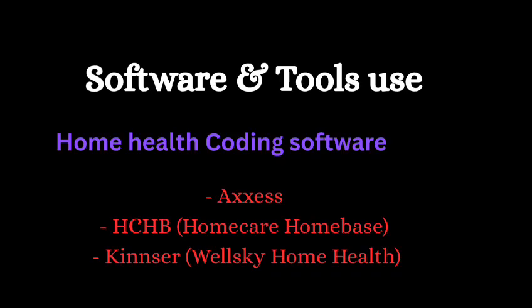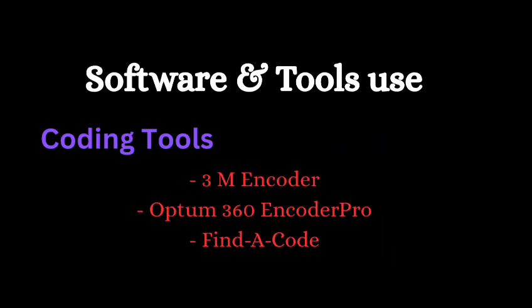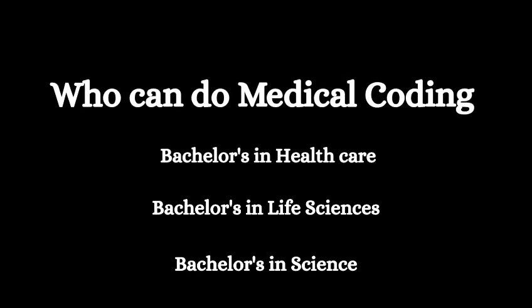Generally, two types of software and tools are used in home health coding. Type 1 is home health coding software like Access Healthcare, HomeCare Homebase and Kinnser. Coders use another type of software to find the codes, like 3M Encoder, Optum 360 Encoder Pro or Find-A-Code.